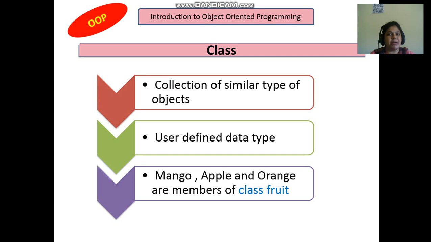So class has 3 different definitions. It is a collection of similar type of objects. It is a user defined data type. It is an abstract data type.